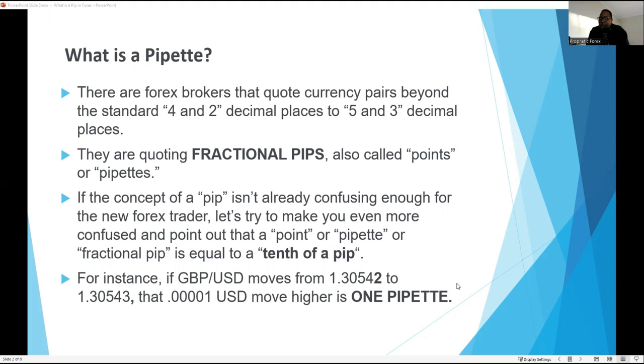For instance, if GBP/USD moves from 1.30542 all the way to 1.30543.